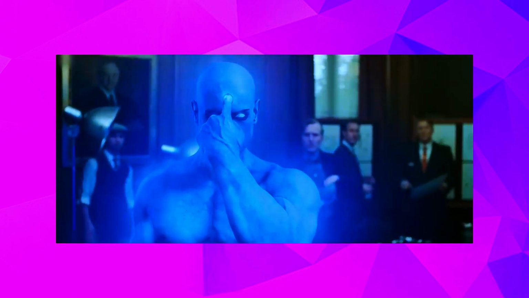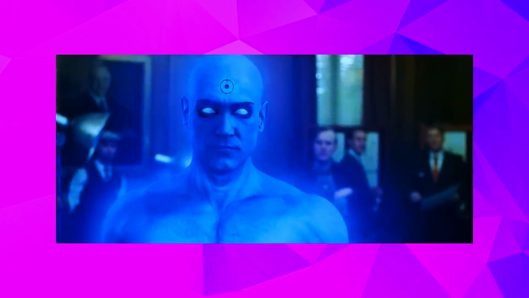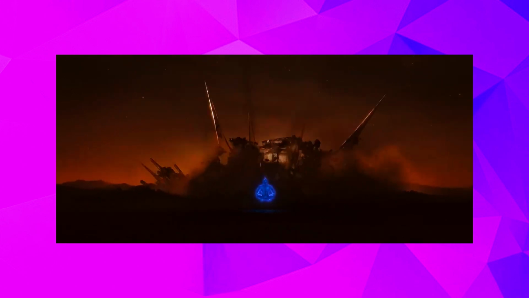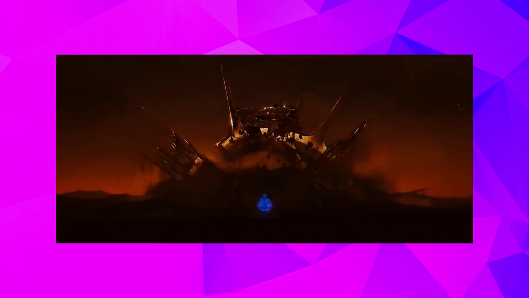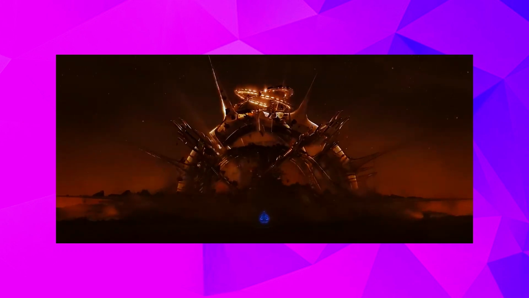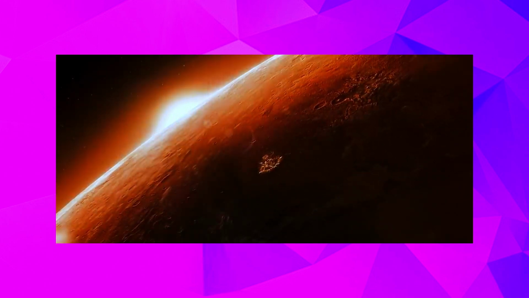In a universe full of heroes and villains, few possess the power and complexity of Dr. Manhattan. Created by Alan Moore and Dave Gibbons in Watchmen, Dr. Manhattan is not just a superhero. He is an almost divine entity, a being with abilities beyond human comprehension. And his anatomy, well, it's as extraordinary as the being itself.